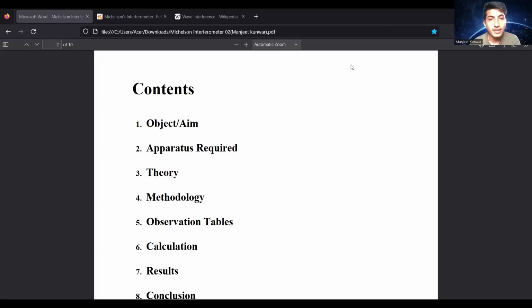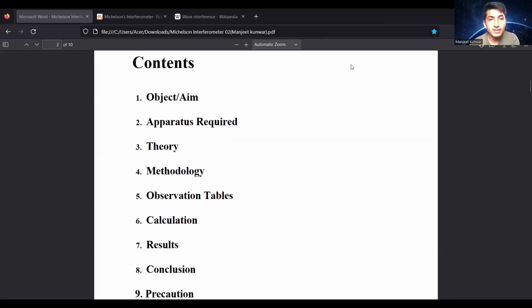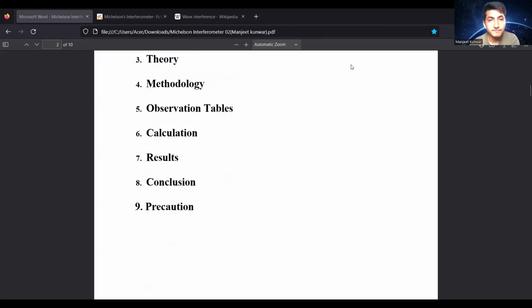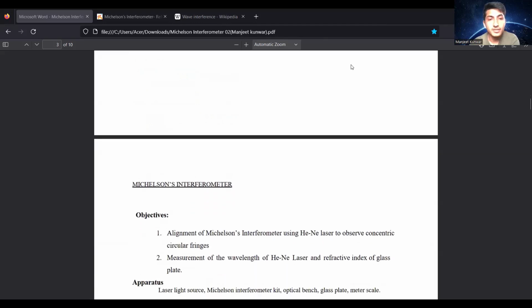Here is the table of contents. First, there are objectives, apparatus required, theory, methodology, observation table, calculation, result, conclusion, and precaution. And here are the objectives in brief.